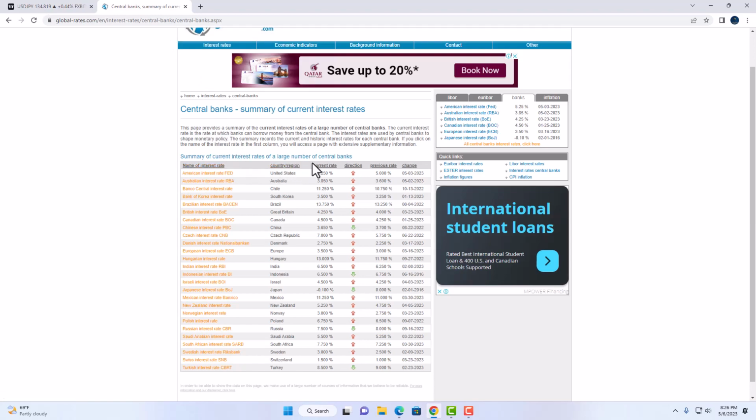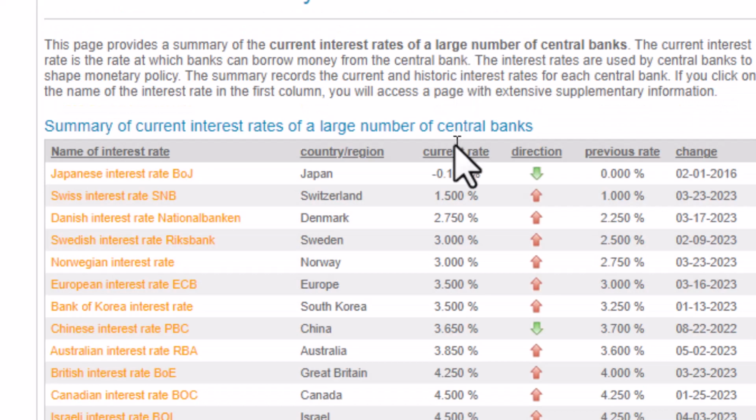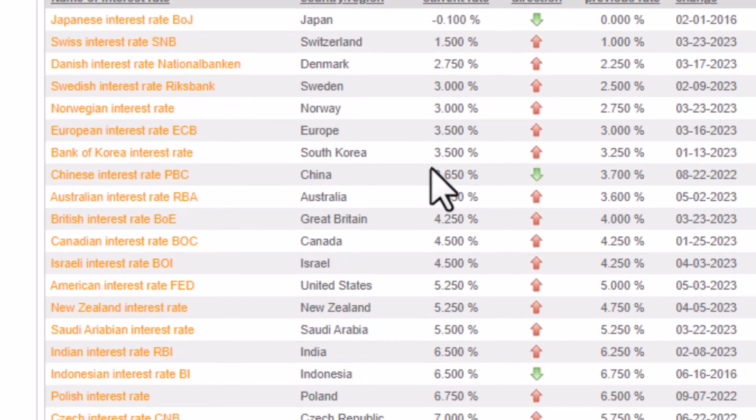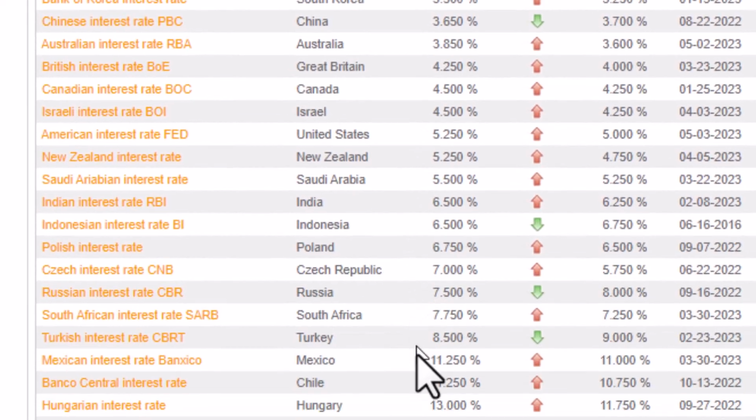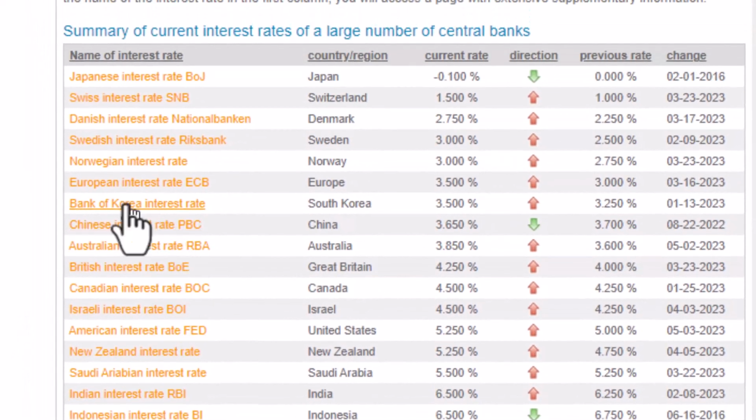So here, if you click on the current rate, see what happens when I click there. It will start from the weakest rate all the way to the highest rate. Do not trade all of these, like the Brazilian currency. No, just choose strong pairs you already know: GBP, Euro, CAD, AUD. Do not trade the Chinese yuan. Do not trade that, right? So you understand what I mean.